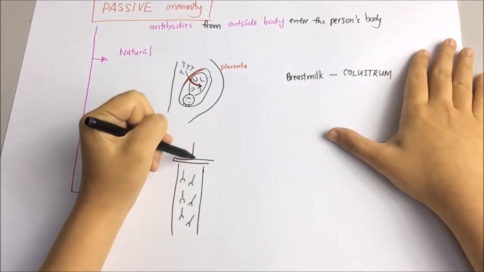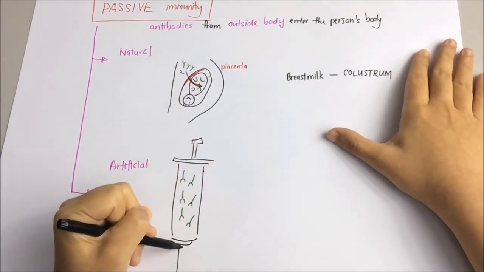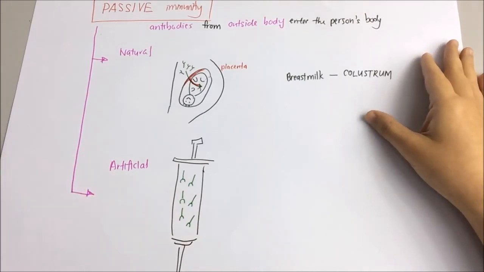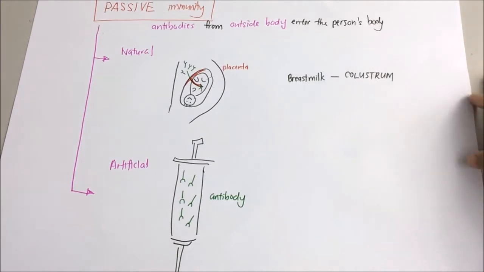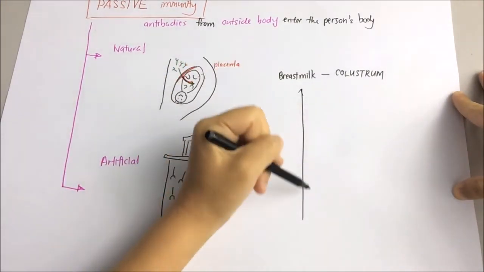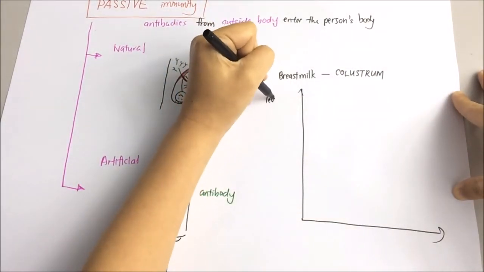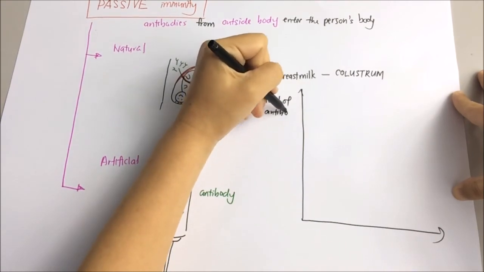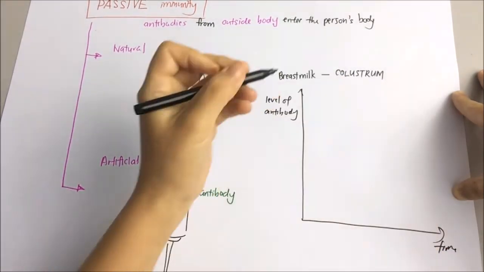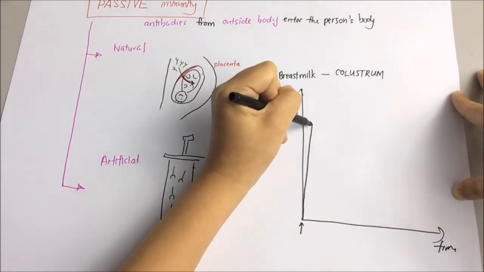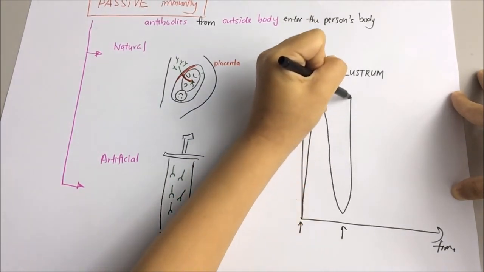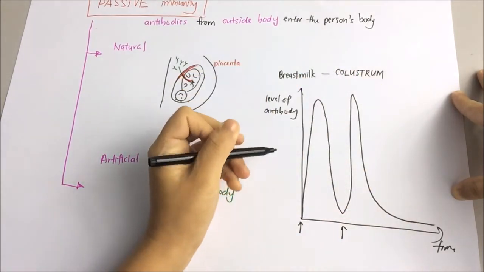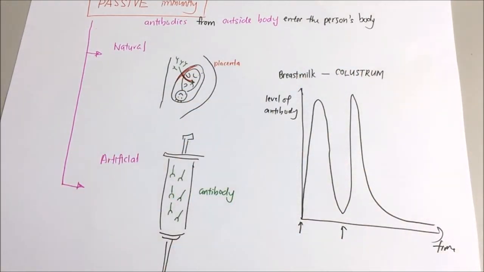Artificially acquired passive immunity is obtained through injection of serum containing ready-made antibodies, also known as anti-serum. These antibodies can be obtained from other human beings or species. If we plot a graph of antibody level against time, you can see that there's no delay for the action of passive immunity. The response is immediate.